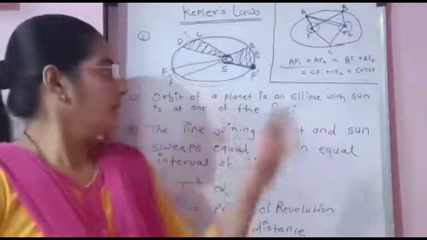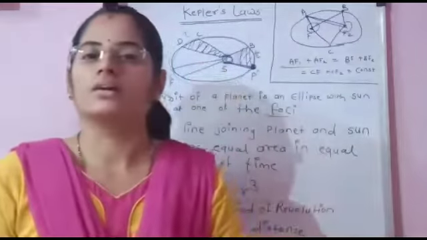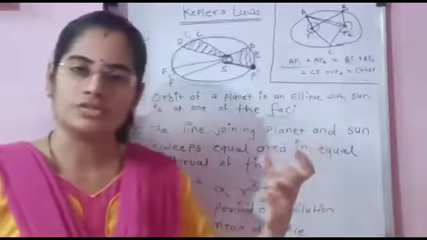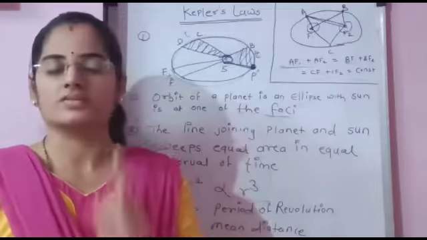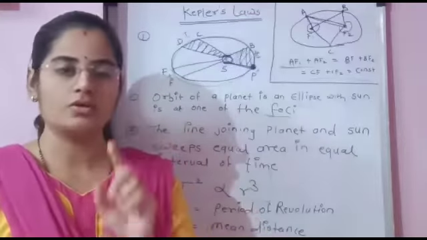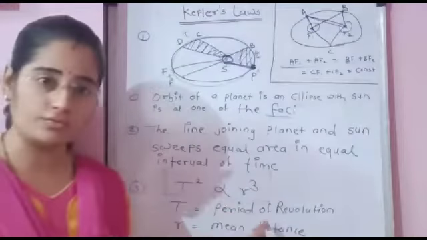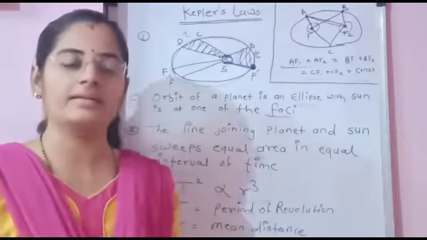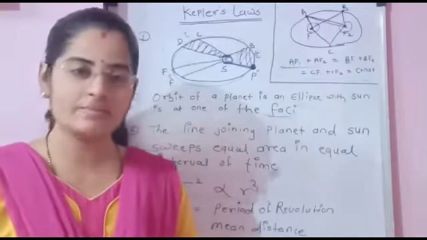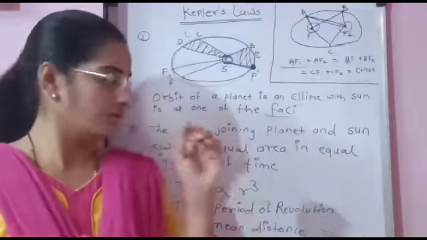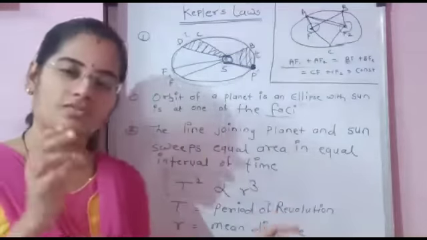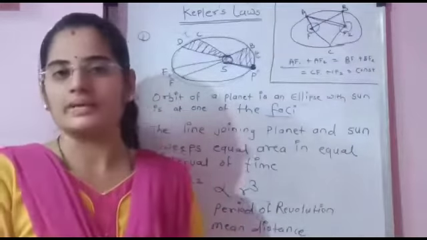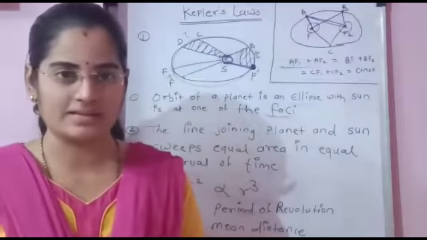Thus, Kepler's third law of planetary motion states that T square is directly proportional to R cube, that is, the square of the period of revolution of a planet around the sun is directly proportional to the cube of the mean distance of the planet from the sun. And again I repeat, the Kepler three laws of planetary motion.